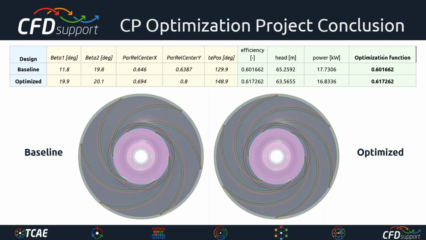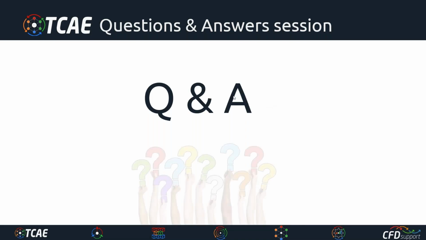Of course, you can be sure that the optimization function can be much more complicated. You can say, okay, I'm interested in, for example, all candidates where the head is only above 65, and at the same time I want the efficiency to be above 61%, and at the same time I want to have power lower than this and that. So there are many combinations that can be used, of course. So this was just a simple case, and I think this would be nearly it.